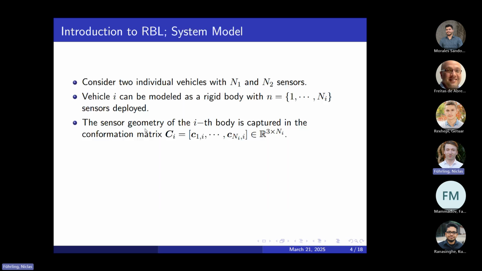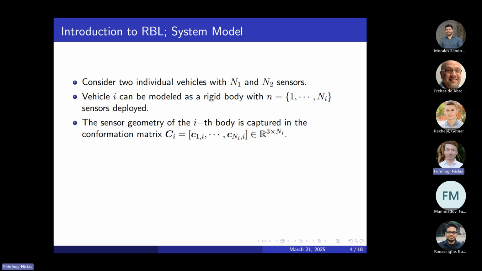Mathematically, you can model it as follows. In our example, we have 2 individual vehicles with N1 and N2 sensors. That means they don't have to be the same object. It can be one big car, one small car, or even a bike. Vehicle i can be modeled as a rigid body with N sensors deployed, as you can see in the previous picture. The sensor geometry of the ith body is captured in the so-called conformation matrix, Ci, which captures all the positions of the nodes, so all the sensors mounted to the rigid body. This conformation matrix is the original reference position of the rigid body.